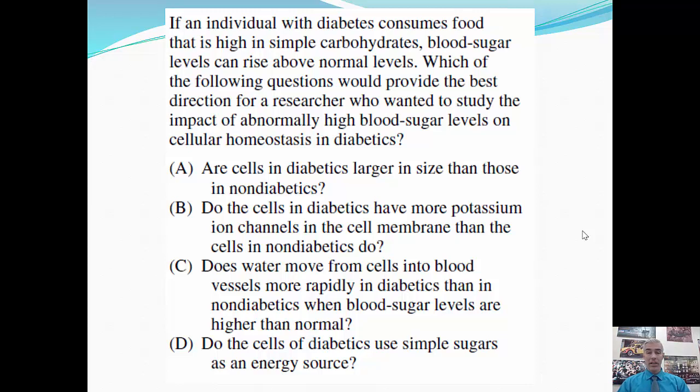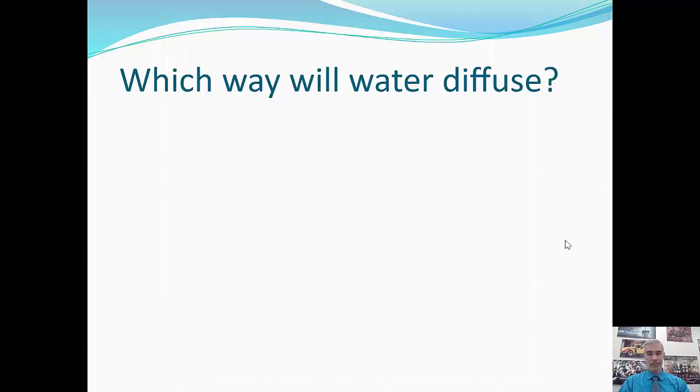Let's see. Do the cells in diabetics have more potassium ion channels? That doesn't help. They wanted to study the impact of high blood sugar levels, so it has to relate to blood sugar. The cells would actually be a little smaller because water would leave the cells and go into the blood, so A can't be right. B has nothing to do with blood sugar. It's talking about potassium ion channels. And then, do diabetics use simple sugars as an energy source? They all do, but it's not really talking about cellular homeostasis. So C is the best answer there.